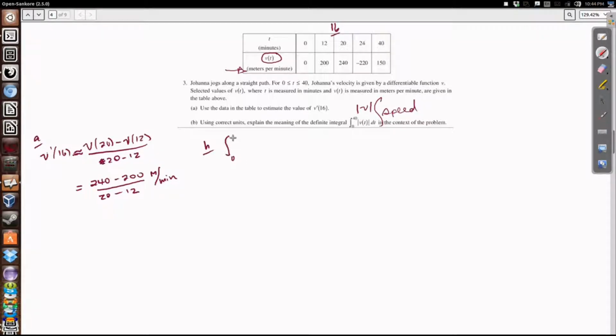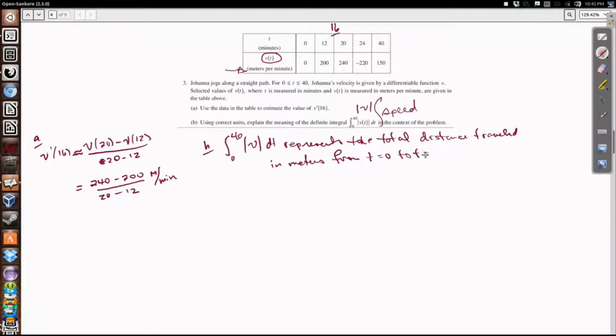So the integral from 0 to 40 of the absolute value of v dt represents the total distance traveled in meters from t equals 0 to t equals 40 seconds. So that's what it represents, and what I've accidentally cut off here is that it's asking for us to approximate this using a right Riemann sum. So because I'm doing a right Riemann sum, I'm going to be looking at the right endpoints, so the rightmost data values for the rectangles that we're looking at here.